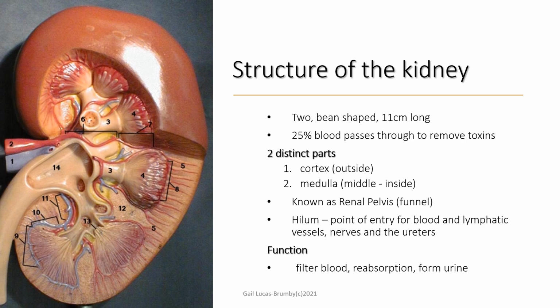The kidney consists of 2 parts. The outside layer of the kidney is known as the cortex. The inside or middle layer of the kidney is the medulla. We also have a funnel coming from the kidneys called the renal pelvis. The hilum is the point of entry for the blood, the lymphatic vessels, the nerves and the ureters. So anything that enters the kidney is known as being the point of the hilum.